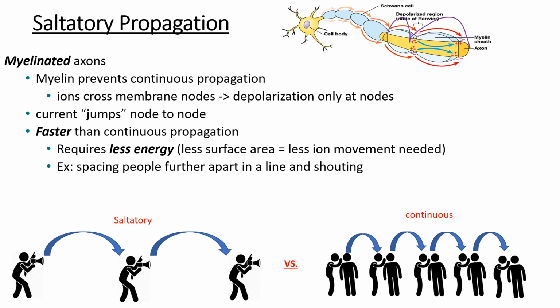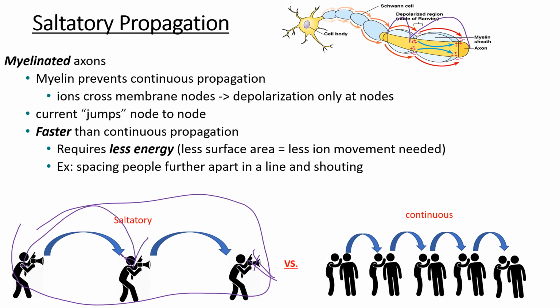And an example of this would be, say, if you had a group of people that were trying to get a message to the person at the end, and the people were spaced out across the room, and they had a megaphone, and so they were using the megaphone to shout to the person 10 feet away, and then that person could use the megaphone to shout to the person 10 feet away. So that method, that saltatory propagation, is going to be faster than the continuous propagation, where we've got to pass that message from one person to another, all sitting right next to each other.